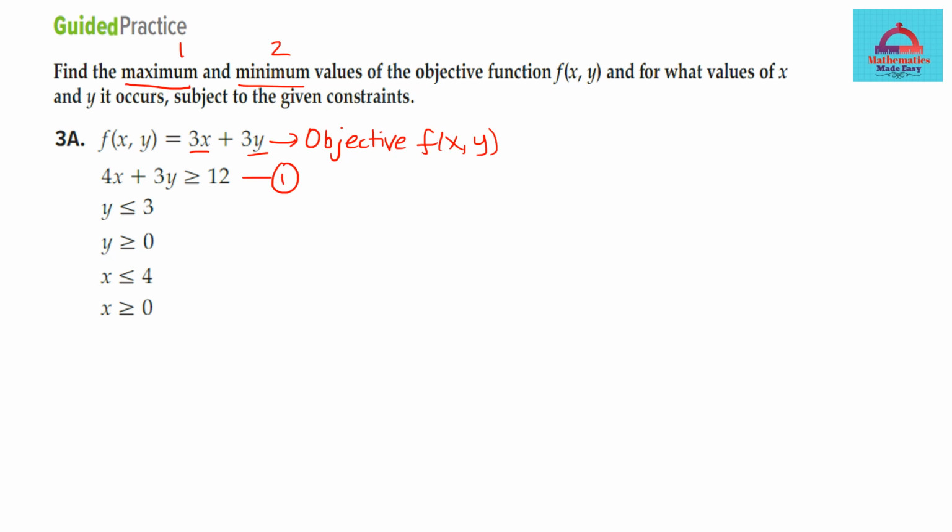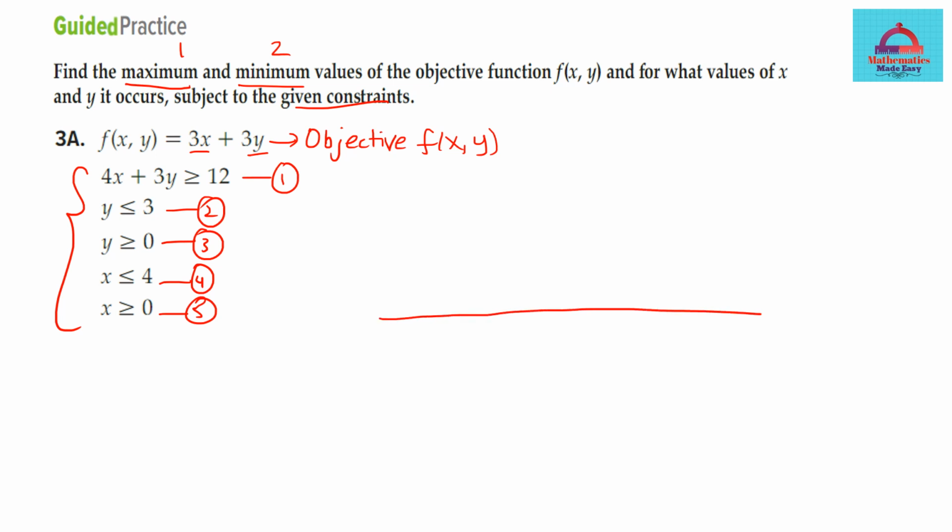Let's mark them 1, 2, 3, 4, 5. So first we need to graph these 5 inequalities, these 5 constraints which are given to you, or the conditions, and then we will calculate for each of the vertex corner points using the optimization theorem the value of maximum and minimum, and then what points exactly.